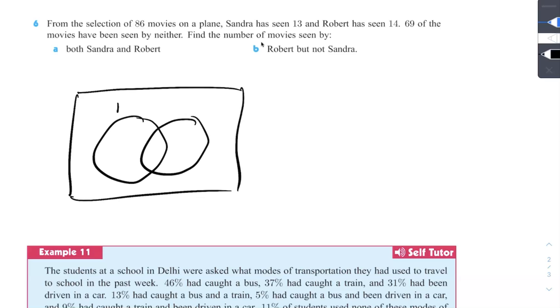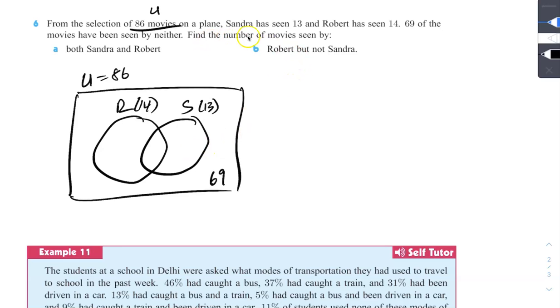So finally, there's things I can actually write letters for. Robert and Sandra. Now, 86 movies on the plane. That is my universe. All right, what else do we know? We know Sandra has seen 13, and Robert has seen 14. So again, keep in mind that's their full circles, not the little portion here. 69 of the movies have been seen by neither of them. So that's on the outside. That's the thing that neither of them have seen. So that's right there.